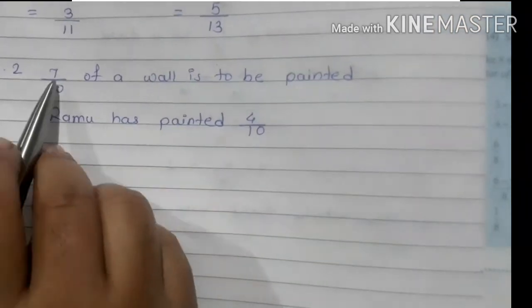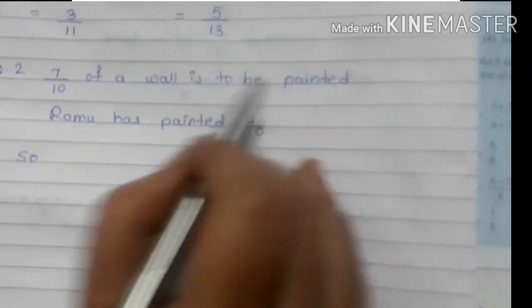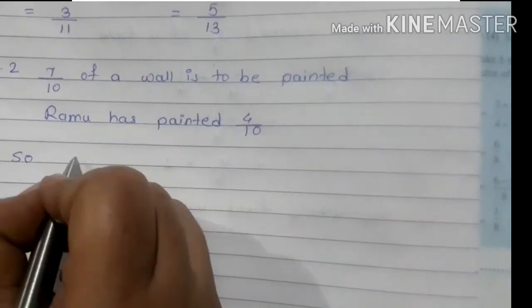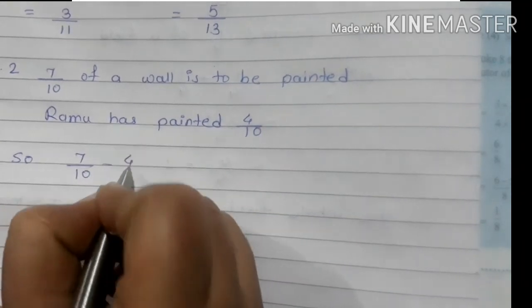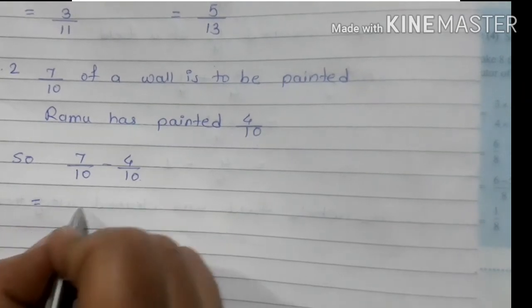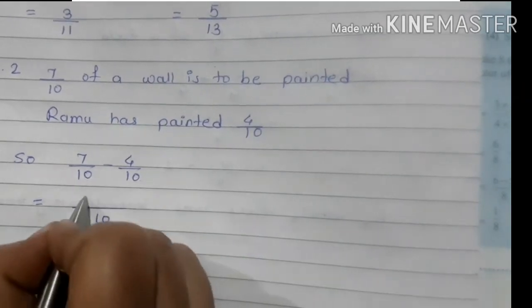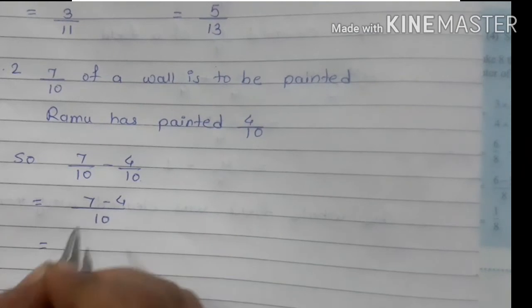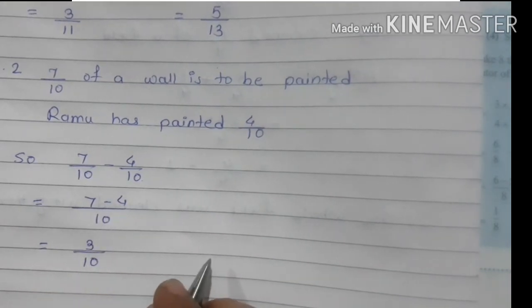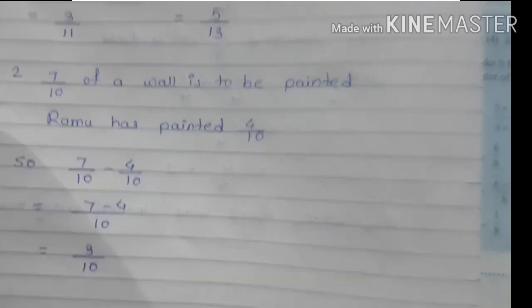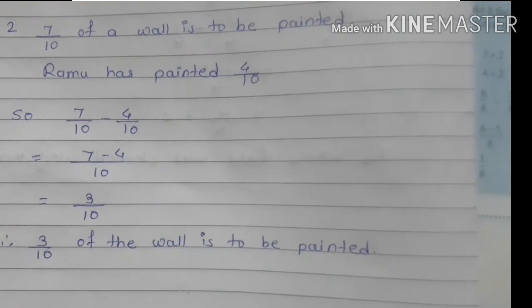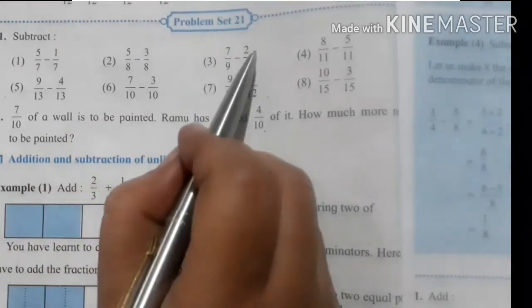So see, 7 upon 10 of a wall is to be painted. But Ramu has painted 4 upon 10. Then how much is needed, that we have to find. So see, 7 upon 10 minus 4 upon 10. Observe the denominator, both are same. So here will come 10. Now numerator subtraction. 7 minus 4. 7 minus 4 is 3. So how much again need to paint? 3 upon 10. Understood? Therefore 3 upon 10 of the wall is to be painted. Understood everyone? So here we complete the problem set 21.